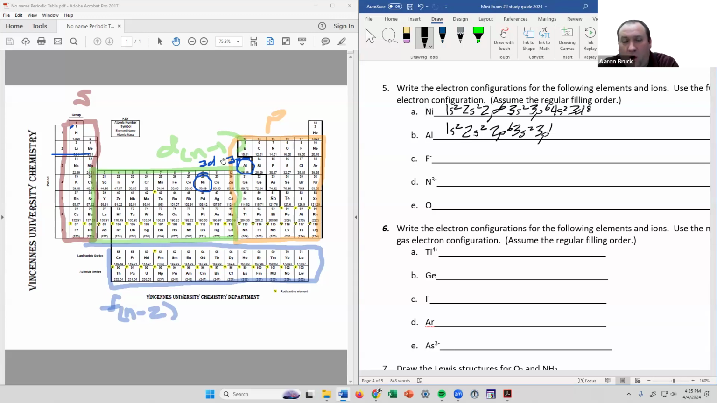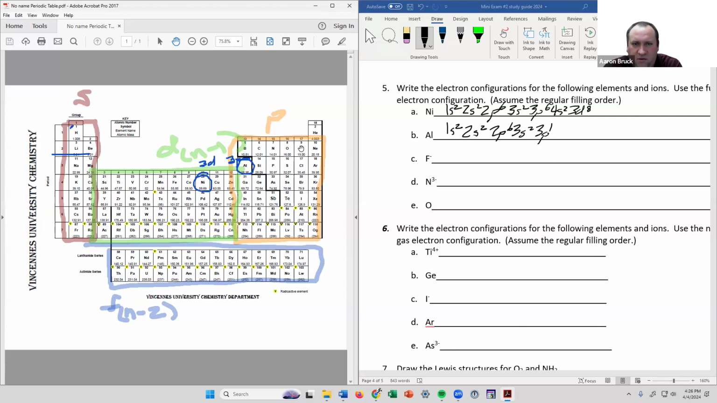For letter C, oh, letter C is an ion. For ions, it's a matter of moving the boxes. In the case of a negative ion, we would move to the right. In the case of a positive ion, we would move to the left. If we have to move through the D block, we've got to remember one extra rule about energy levels. Otherwise, it kind of works out okay.